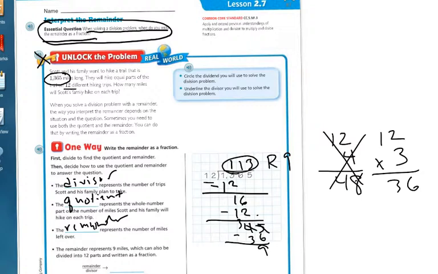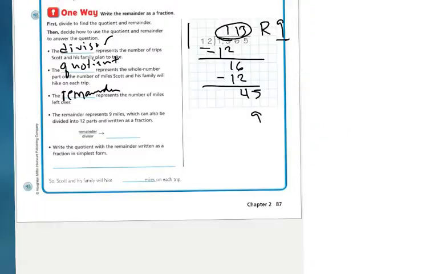So the remainder represents the 9 miles, which can also be divided into 12 parts or written as a fraction. Okay, so if I'm going to do that, let me clear the board here. Okay, so we're going to look at the remainder. The remainder is 9, right? And what does that remainder actually represent? Well, it represents the 9 miles, right? And we can also divide it into 12 equal parts.